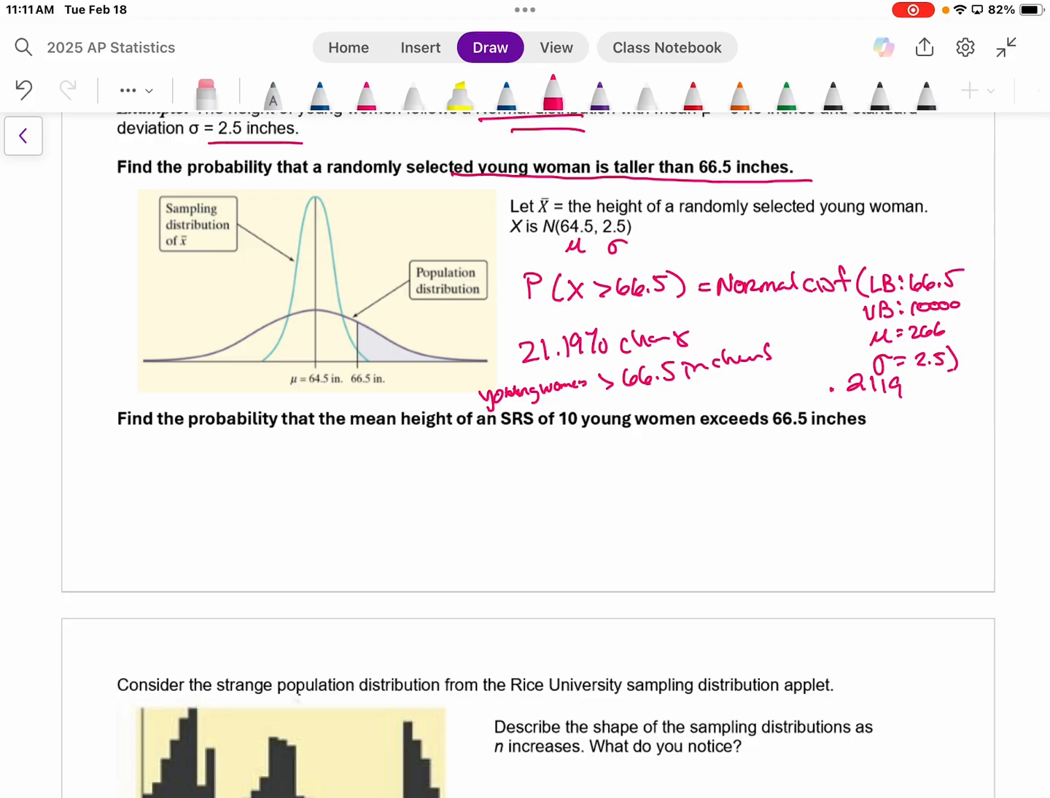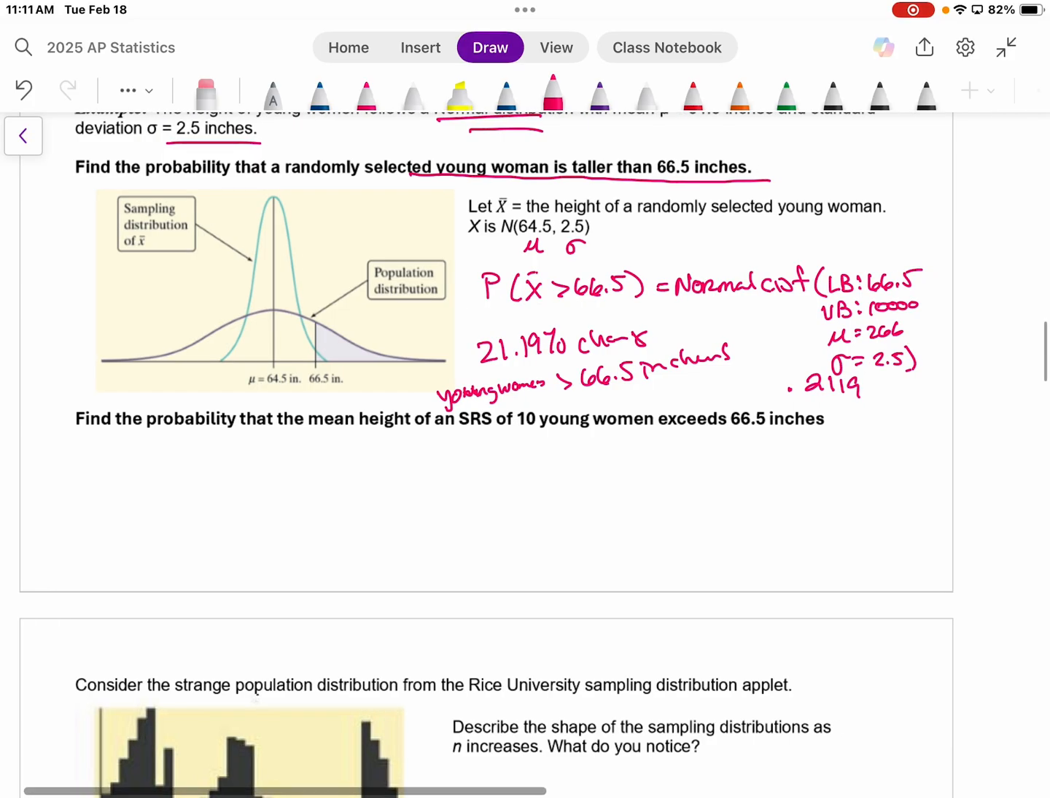All right, so as I went through, I did what's the probability that X is greater than 66.5 inches, X being a randomly selected young woman. And I guess we use the X bar since they use X bar. We would say equals normal CDF because they did tell us it was approximately normal, so we didn't have to do any of the checking stuff. Lower bound, upper bound, mean, I kept the same standard deviation because this was not a sample. And I came up with 0.2119. So there's a 21.19% chance that a randomly selected young woman is going to be taller than 66.5 inches, is what that means. Go!